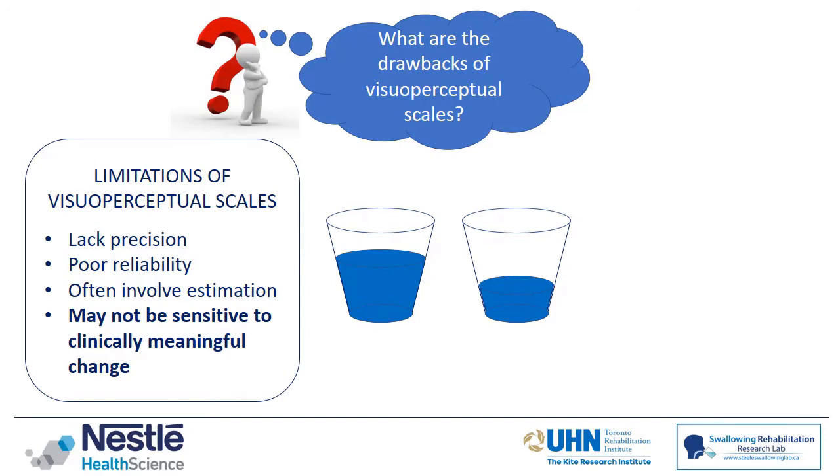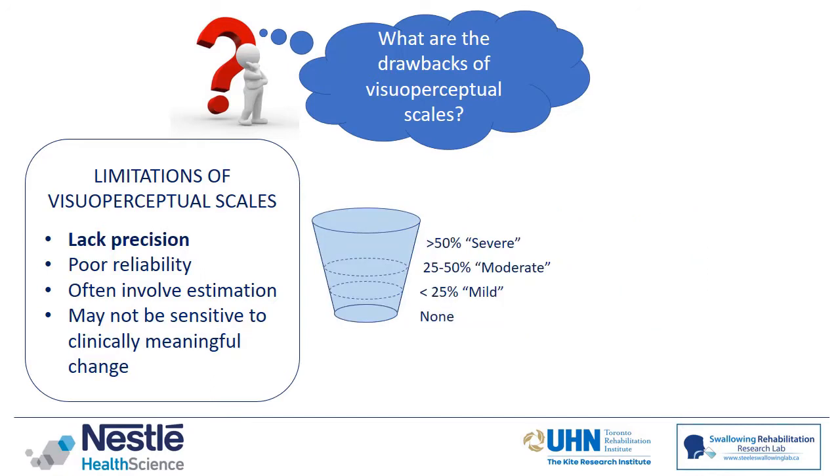In order for the scale to reflect improvement, the patient would need to have a more substantial reduction in residue so that you could call it a little. In terms of precision, some visuoperceptual scales attach numbers to the grades of severity. One example is the Eisenhuber scale, which uses 25% increments of how full a space is of residue.